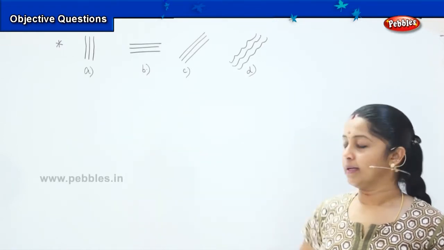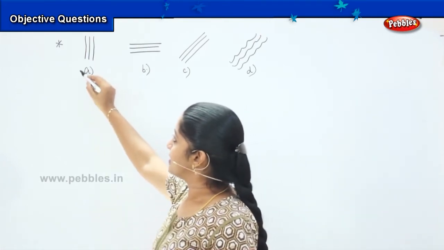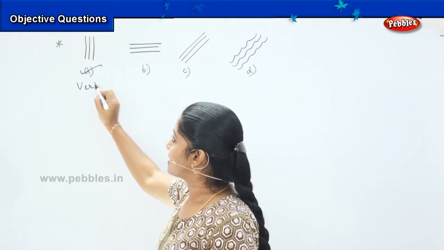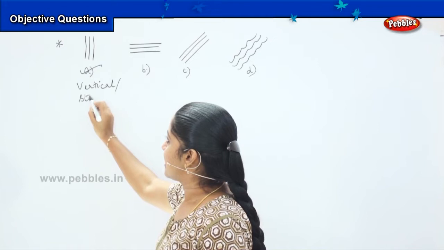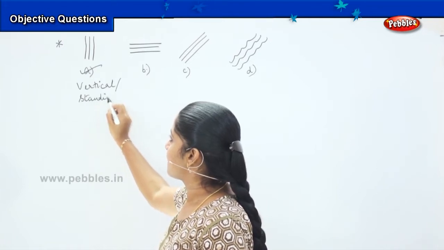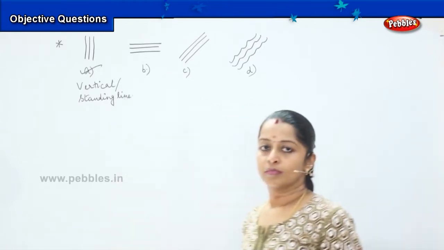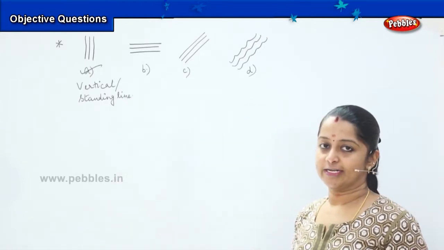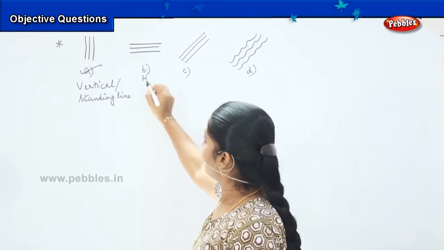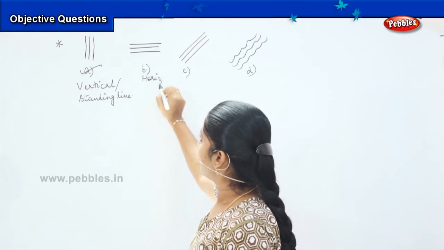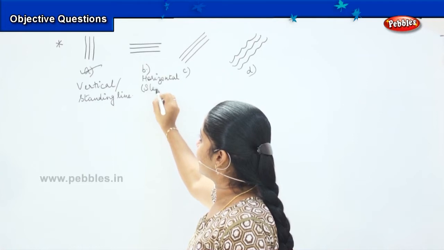Is it option A? Yes, option A is the vertical line or the standing line. Vertical or standing line. What is option B? What type of line is this? Correct. It is an example of a horizontal line. We can also call the horizontal line a sleeping line.